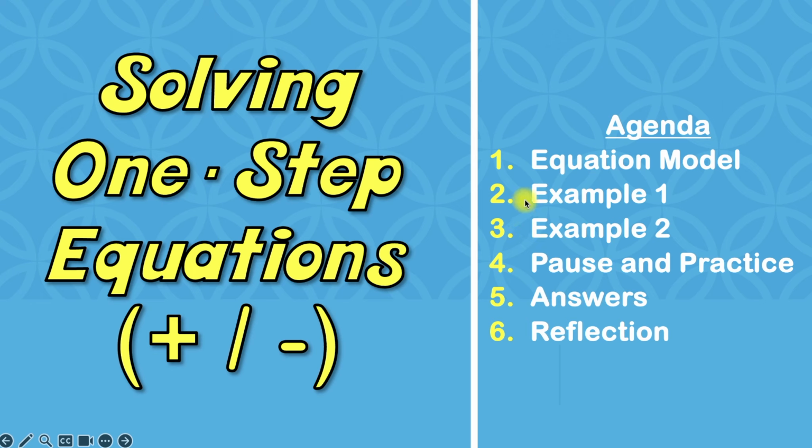In this lesson, we're going to do 6 things. First, we're going to solve an equation by using a model. Second, we'll go over one example of how to solve one-step equations. Third, we'll go over another example. Fourth, we'll have the pause and practice. These are problems for you to try to see if you learned from the first 3 parts. After that, the answers will be revealed, followed by a reflection to recap everything we went over.